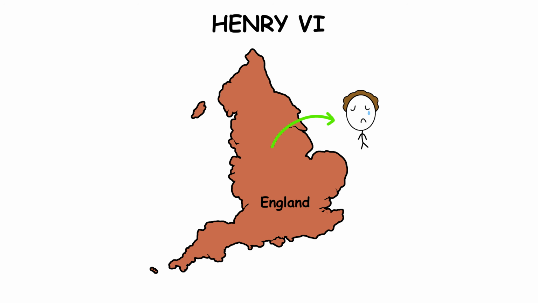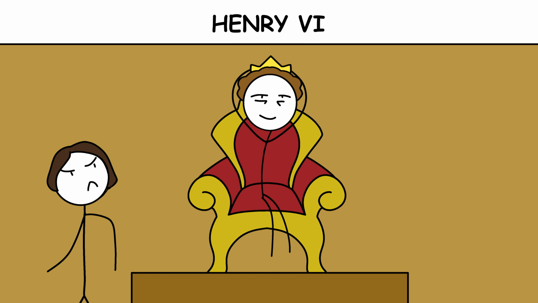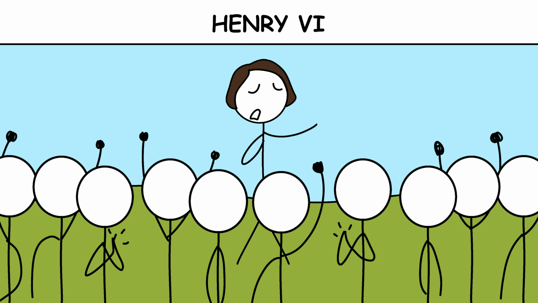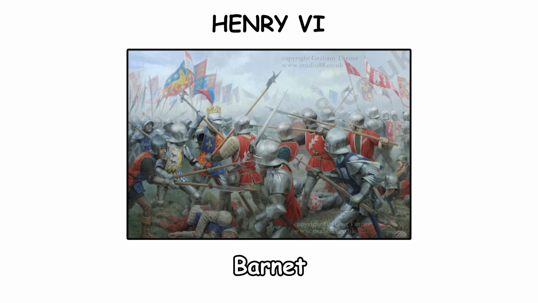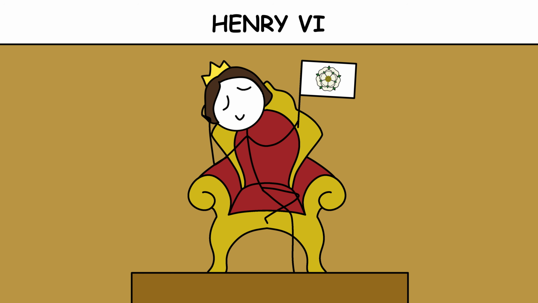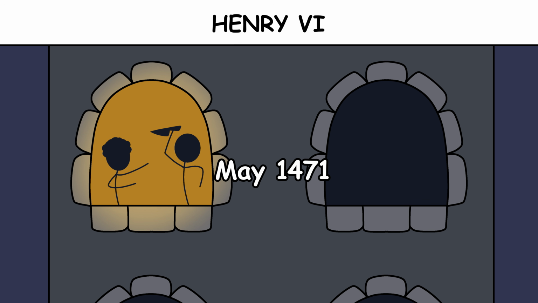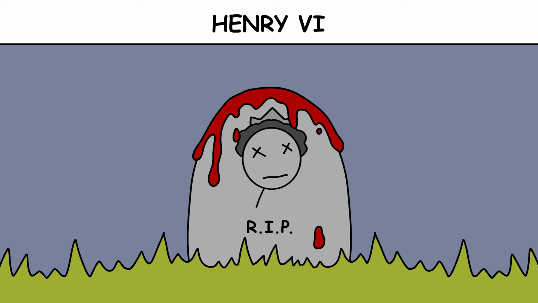Henry fled into exile. 10 years later, the Jarl of Warwick invaded England and restored Henry to the throne in 1470. For 6 months, Henry ruled again, while Edward IV gathered support. Edward returned in 1471, crushed Henry's supporters at Barnet and Tewkesbury, and reclaimed his crown. Henry was imprisoned in the Tower and murdered in May 1471. Henry lost his throne twice to the same rival and paid with his life.